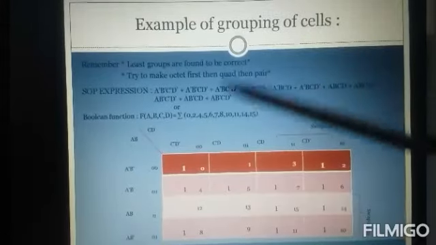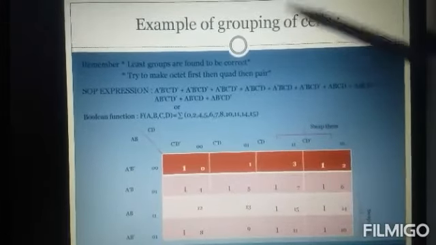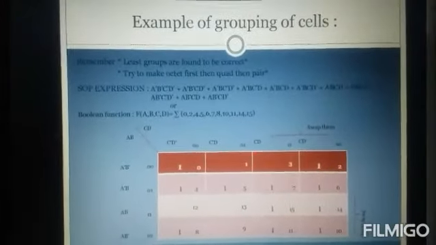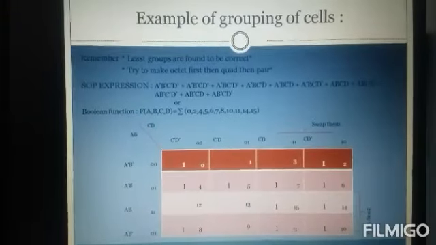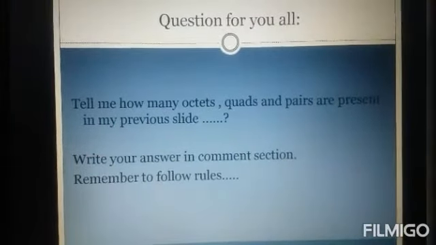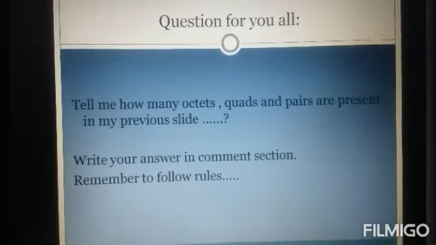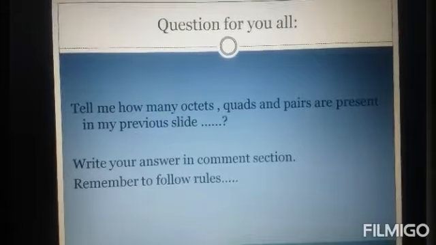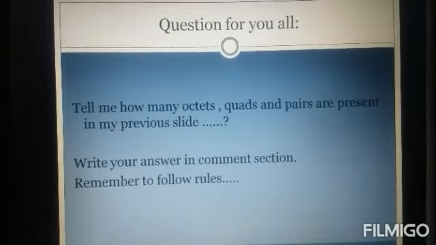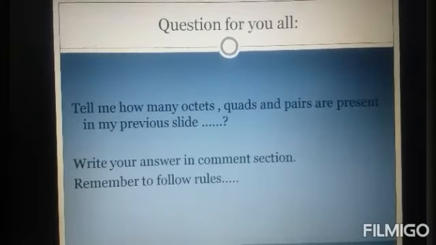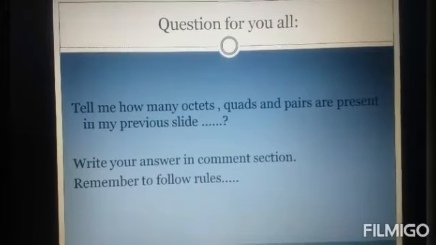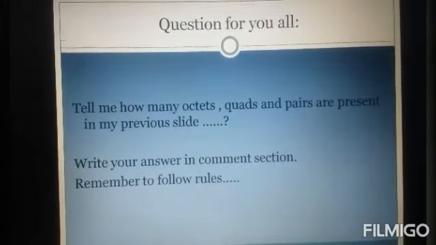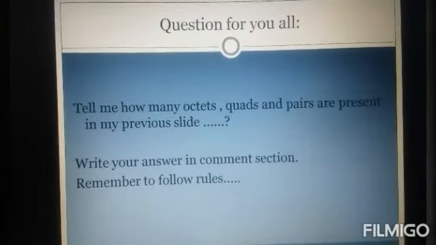See, in this way I had created one sample for you, and you have to find it out. I created one slide which is a question for you all. Tell me how many octets, quads and pairs are present in my previous slide. Write your answer in the comment section and remember the rules I have told you earlier.